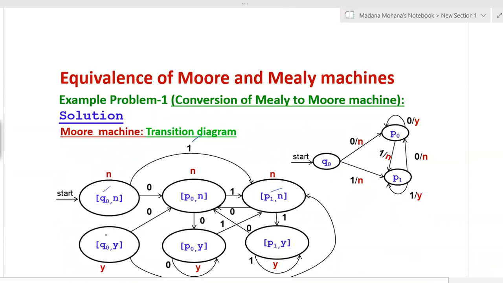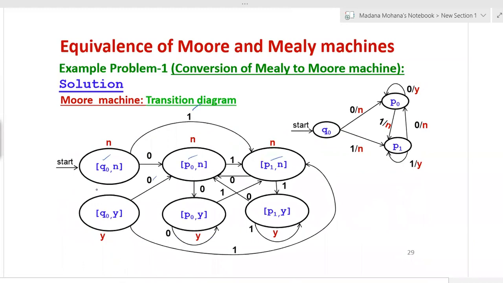Then from state q naught y on 0, it is going to p naught n. Then q naught y on 1, it is going to p1 n. Whenever you are drawing transitions, don't overlap the arcs. You can draw them separately on the outer side also, no issue. Then similarly p naught n on 0 goes to p naught y, and p naught n on 1 goes to p1 n. Like that, all transitions we have to include.